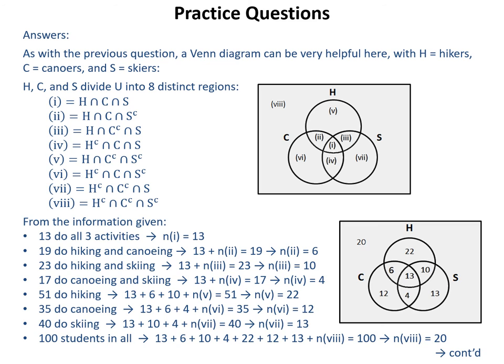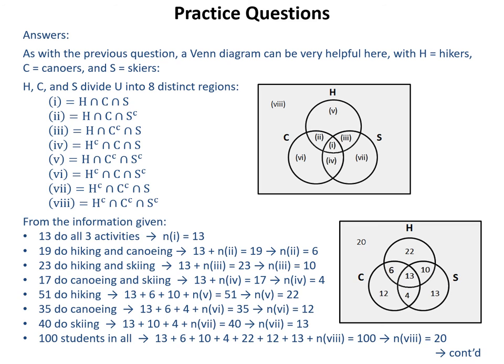The next three pieces of information we work with are ones that give us overlaps between two sets. And then all we have to do now is just subtract 13 from those amounts to give us a missing region. So 19 do hiking and canoeing. So 19 minus 13 is 6, and that goes in region 2.